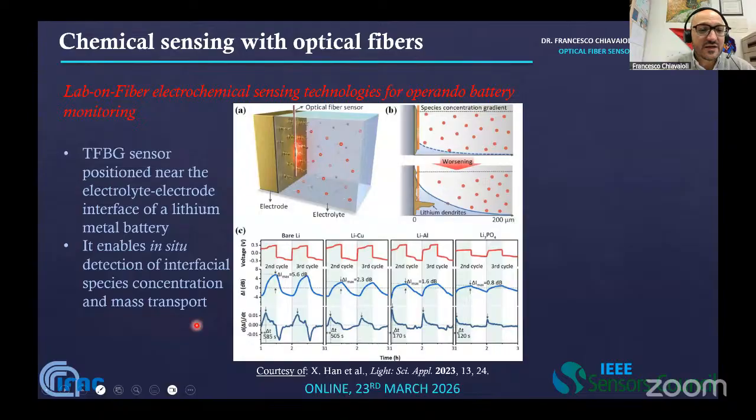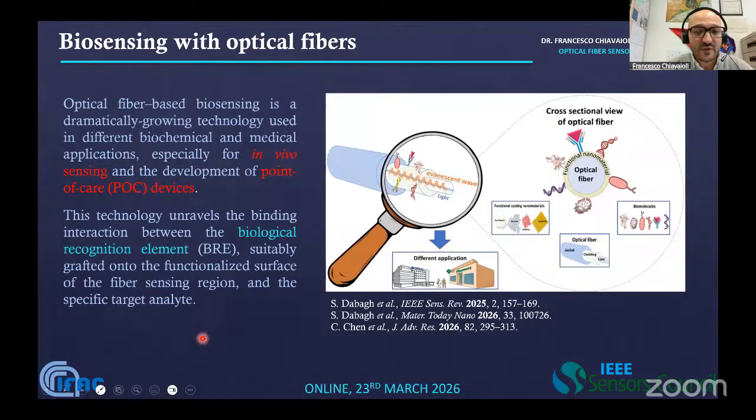This is another example where the tilted fiber Bragg grating with gold is attached at the interface between the electrode and the electrolyte to monitor lithium metal batteries, and how this battery can create interfacial species concentration, and also to monitor the mass transport of the compounds.